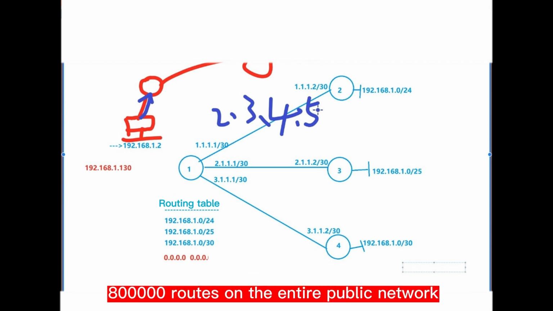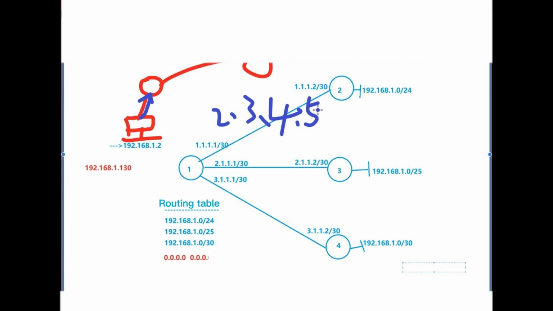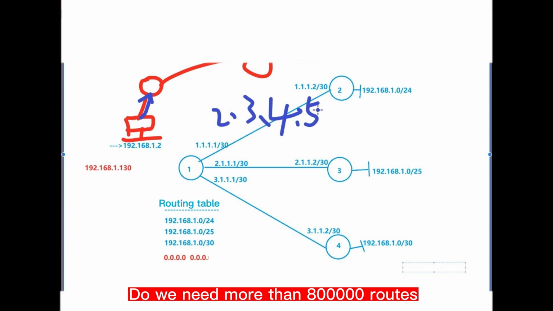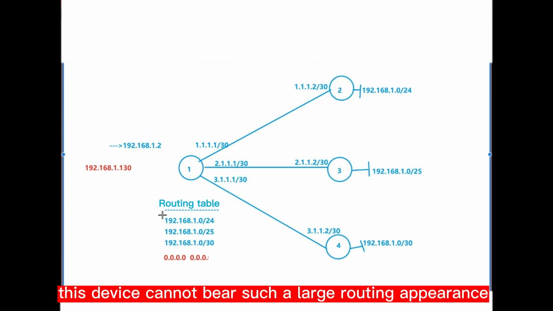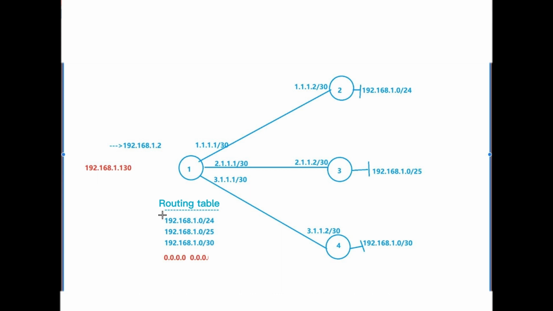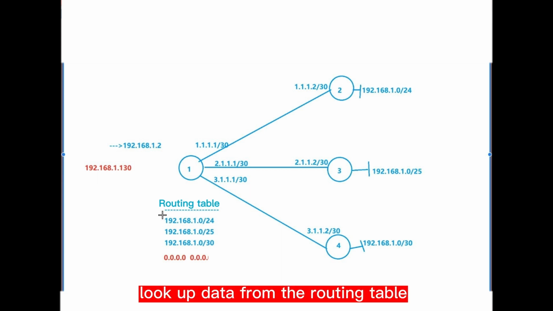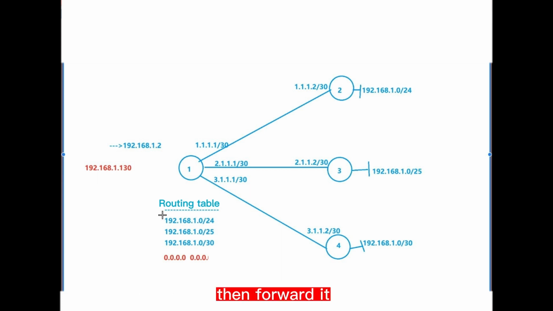Is it necessary for the export device to have every route? There are about 800,000 routes on the entire public network. Do we need more than 800,000 routes to reach every address? This device cannot bear such a large routing table. When data arrives, it looks up the routing table, matches the route, and then forwards it.